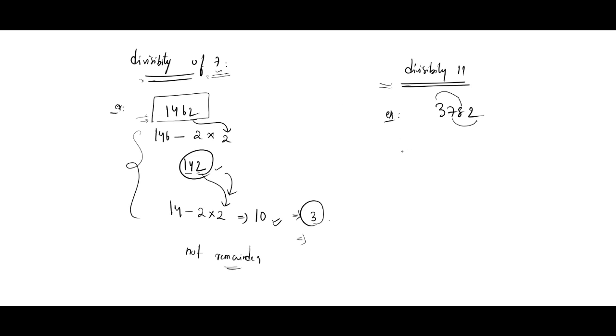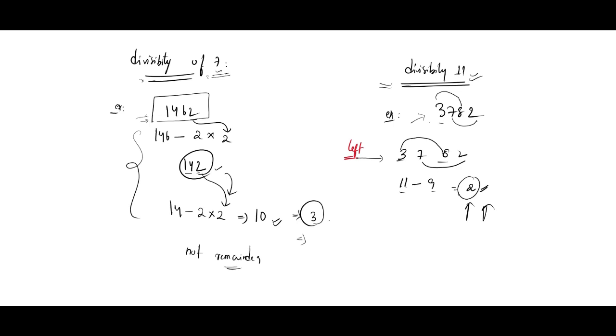Let's check 3782. If I take odd places from the left side onwards, 3 plus 8 is 11, minus 7 plus 2 which is 9. 11 minus 9, we get 2. Then we can say that this number is not divisible by 11. But is this 2 the remainder of this number when divided by 11? No. When this number is divided by 11, 2 is not the remainder.